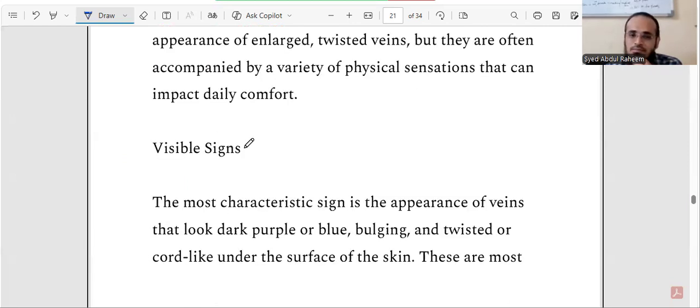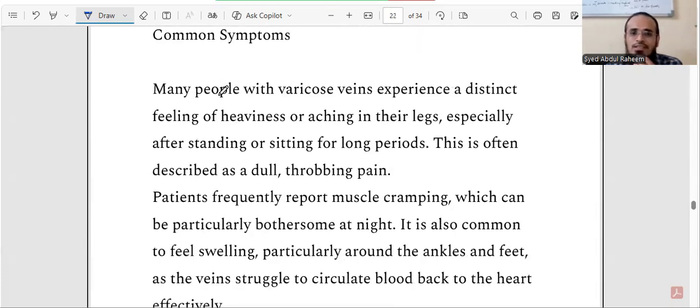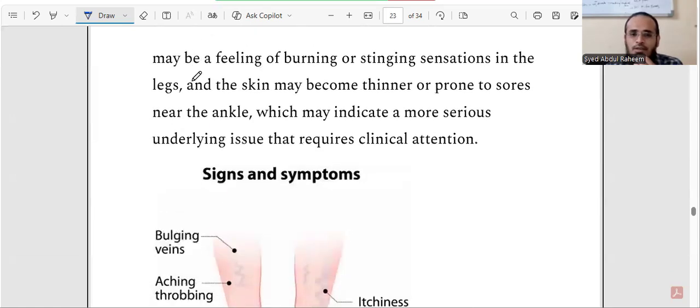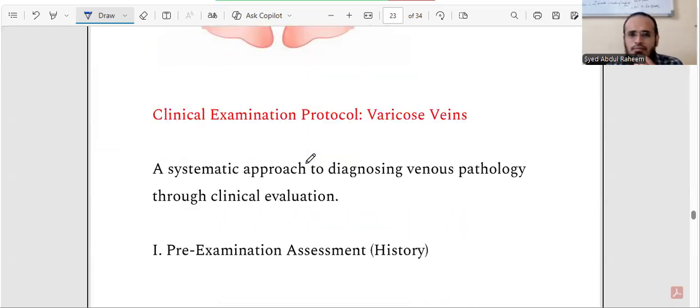Now, signs and symptoms. What are the visible signs? What are you able to see? You can see skin changes and irritation, bulging veins, nodules, throbbing pain, pricking pain, sores, itching, and swelling. These are the common symptoms of varicose vein.